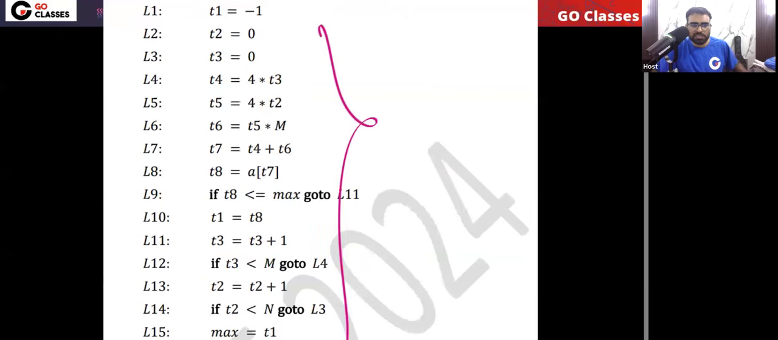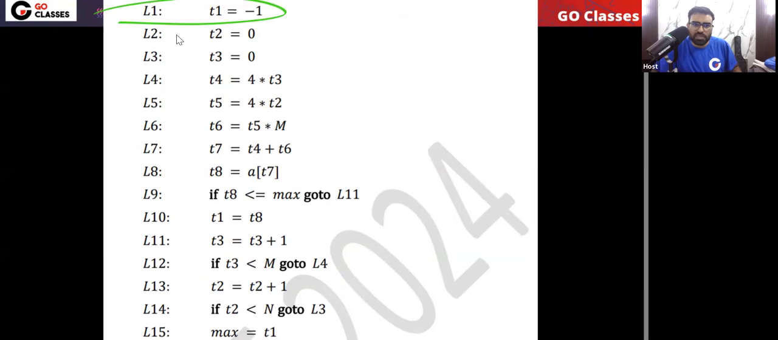This program is given to us, and we need to find how many basic blocks are there. To find the number of basic blocks, what will you do? First, you will find what the leaders are. Then we can easily find what the basic blocks will be. Remember, the number of basic blocks is equal to the number of leaders. So first you find the leaders. How to find the leaders? There are three rules.